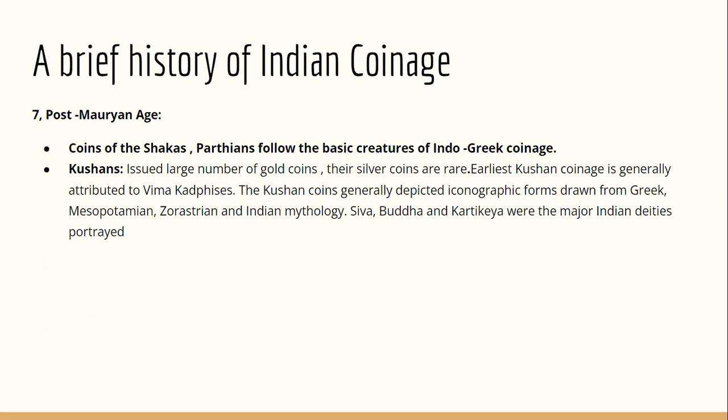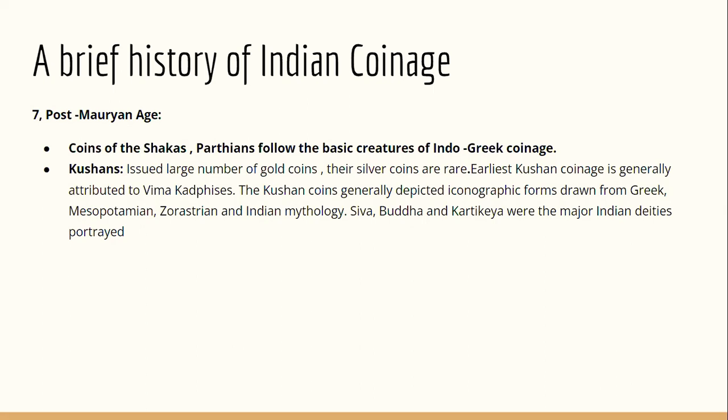Next, coming to the Kushans. Now, Kushan coins are very important because the Kushans were the first ones to issue gold coins on a very large scale, in very large numbers. It is said that the Greeks also issued a few gold coins, but there were very few. The Kushans are the first to issue a large number of gold coins. Here we see silver coins rarely, because the majority of the coins are gold coins. The earliest coins of the Kushan dynasty are attributed to Vima Cadphises.